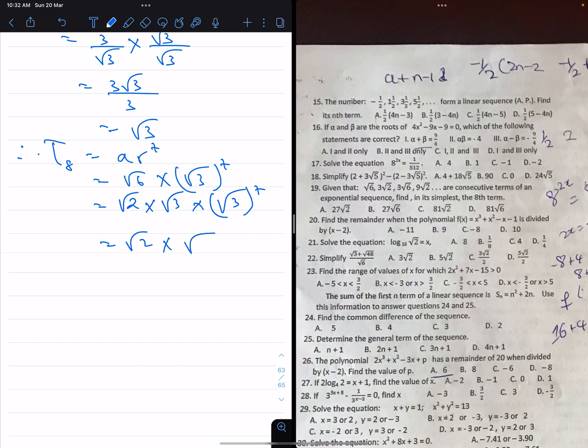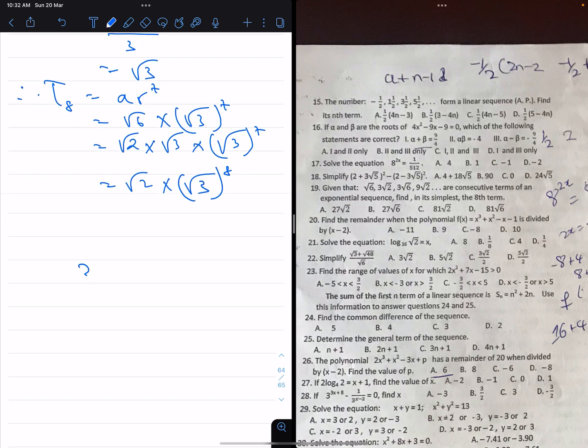3 raised to 7 is what? Root 3 raised to 8. Do you understand? Yes. Are you sure? And you know that root 3 means 3 raised to a half.